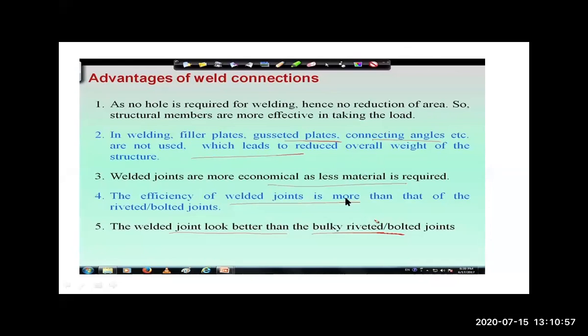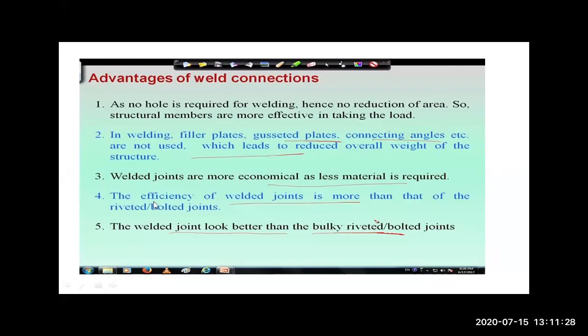If the area of the member is reduced, then due to the reduction of the area there may be less strength of the connection or that member. Here there is no reduction of the area, meaning we are not making holes in our plate, cover plate or main plate. So the advantage is no holes required for the welding and no reduction of the area. That is the first advantage.